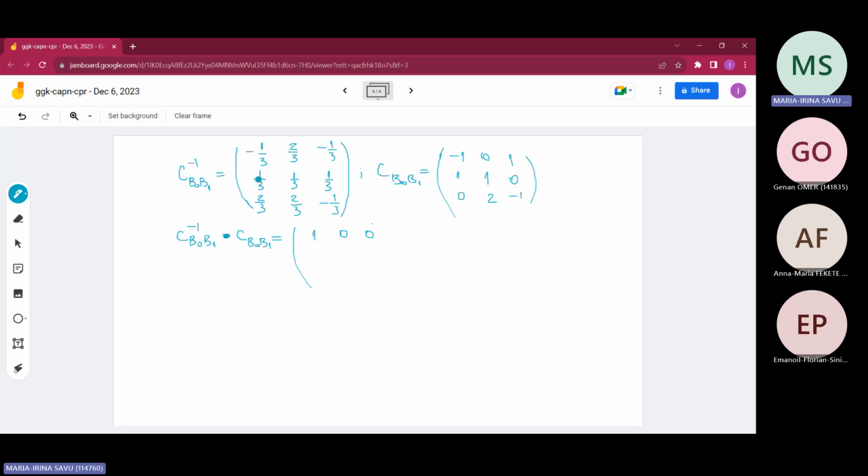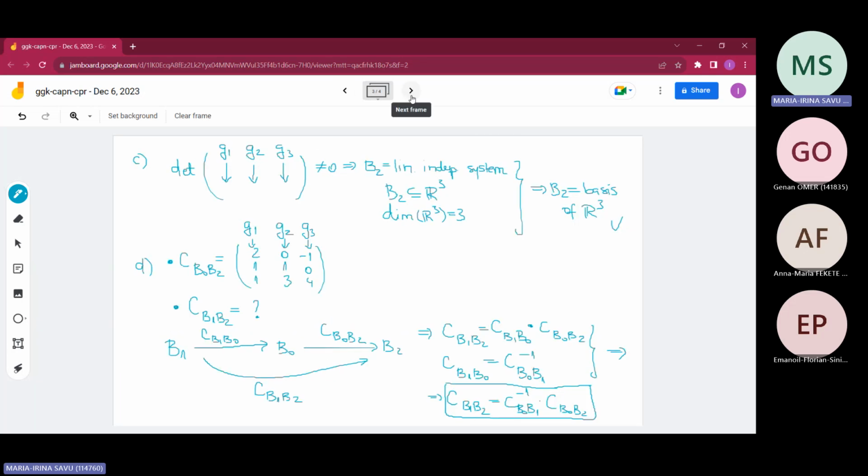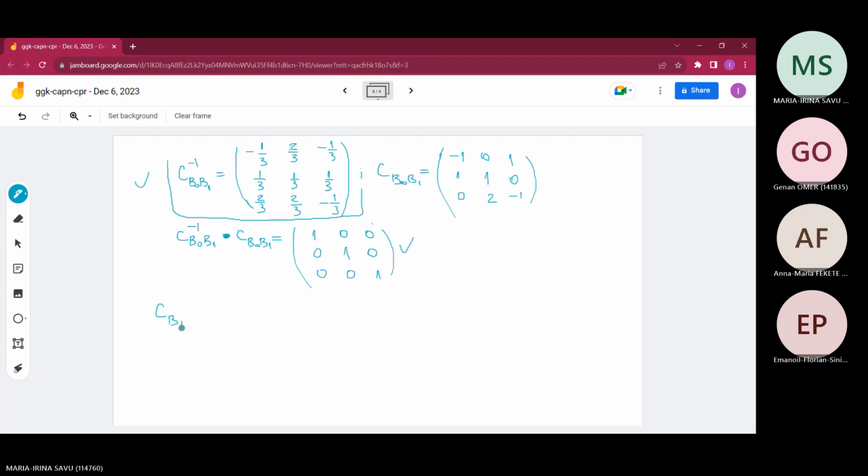And then you have 0 and 1 and 0 and 0, and okay, that's perfect. So this is the first. Fine. Well computed. Okay, so C, B0, B1 inverse is this one, and then you have to multiply this matrix.